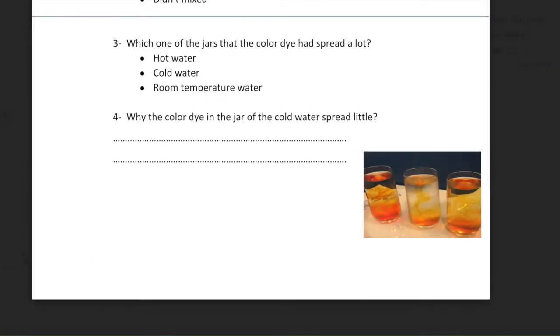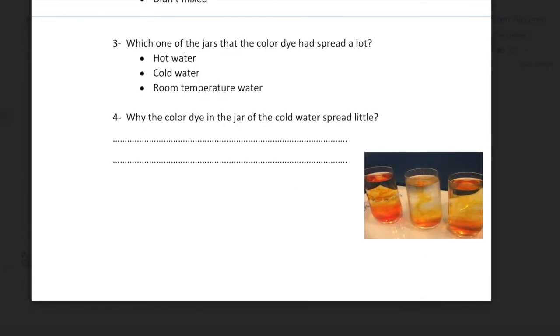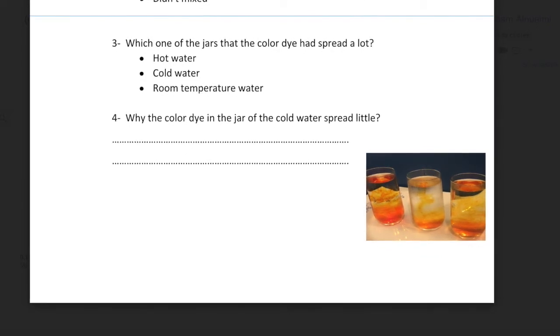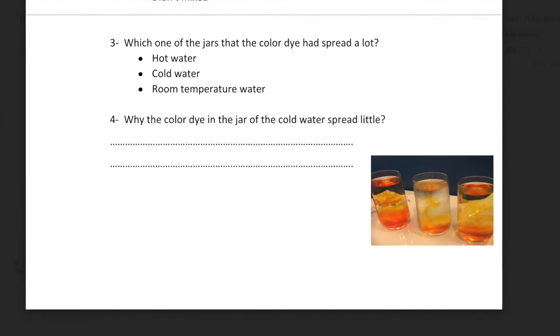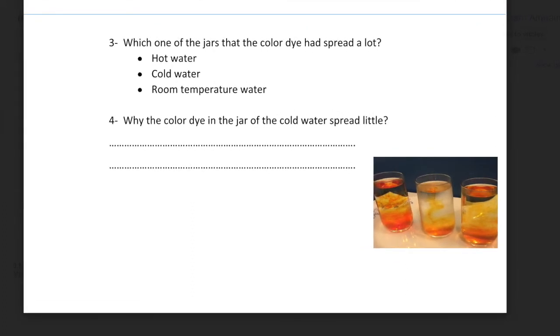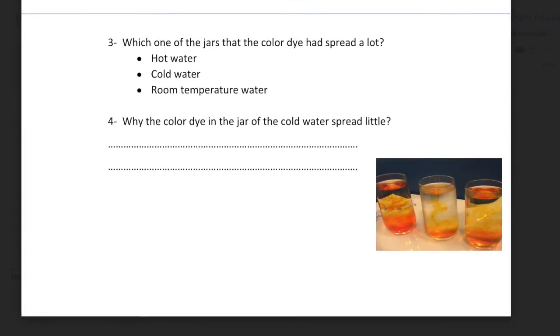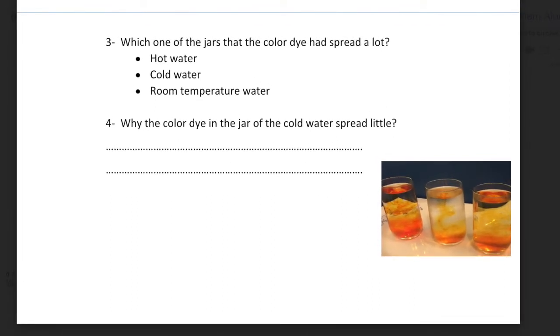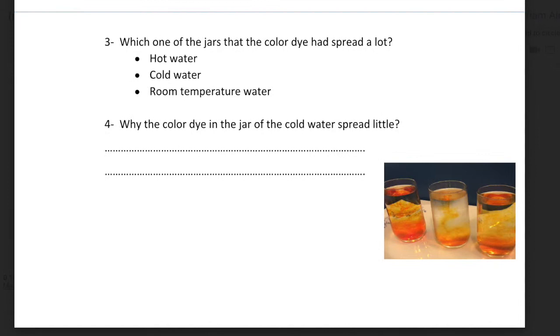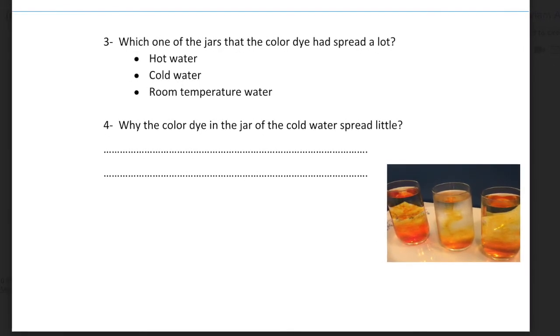This is part 2 of the worksheet, and these are the second experiment questions. The third question is, in which one of the jars had the color dye spread a lot? Hot water, cold water, room temperature water. The fourth question is, why did the color dye in the jar of the cold water spread little?